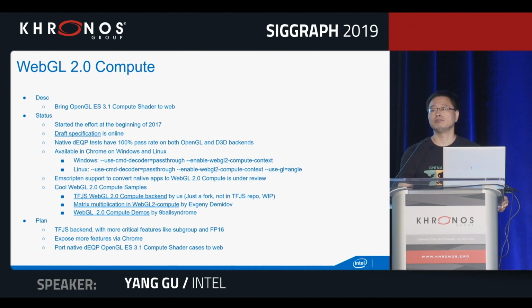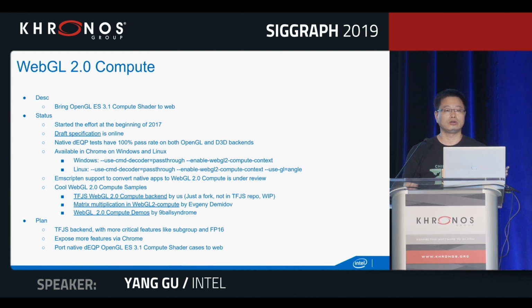WebGL 2 Compute is a major contribution from my team. This is basically to bring OpenGL ES 3.1, mostly the compute shader features, to the web. We already have a draft specification published at the Khronos website, and we already have the code available in Chrome on both Windows and Linux backends.